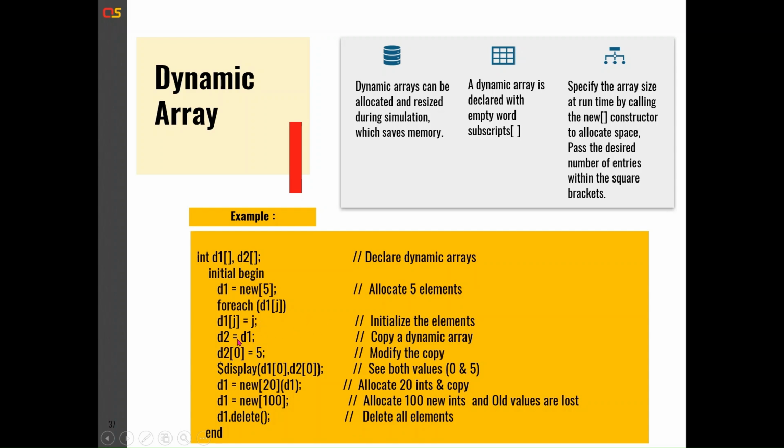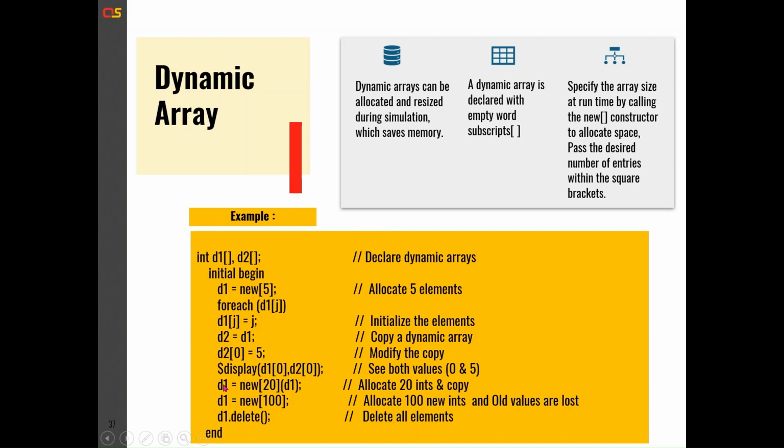Then in the next line, we are trying to copy a dynamic array. We have two dynamic arrays d1 and d2, and we are copying d1 to d2. The values of d1 were 0, 1, 2, 3, 4. So we have to check whether the copy is fine or not. We modify d2 of 0 with 5, then check using the display statement, displaying d1 of 0 and d2 of 0. So the output should be d1 of 0 equal to 0 and d2 of 0 equal to 5.